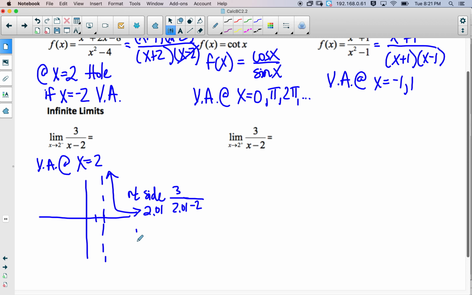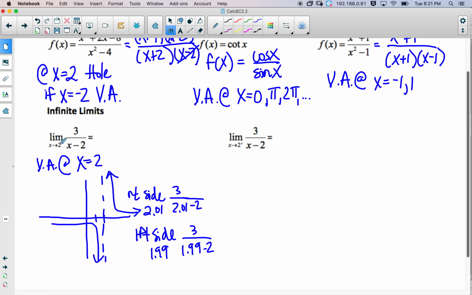And conversely, from the left side, if I go to the left of 2, that would be like 1.99. Let's try that. So that would be 3 over 1.99 minus 2. And this denominator is going to be negative. So now I'm going to have a negative 0.001. And so therefore this is going to be going to negative infinity, because all the values getting closer to 2 are going to be negative from the left-hand side. So I know that it goes like this.